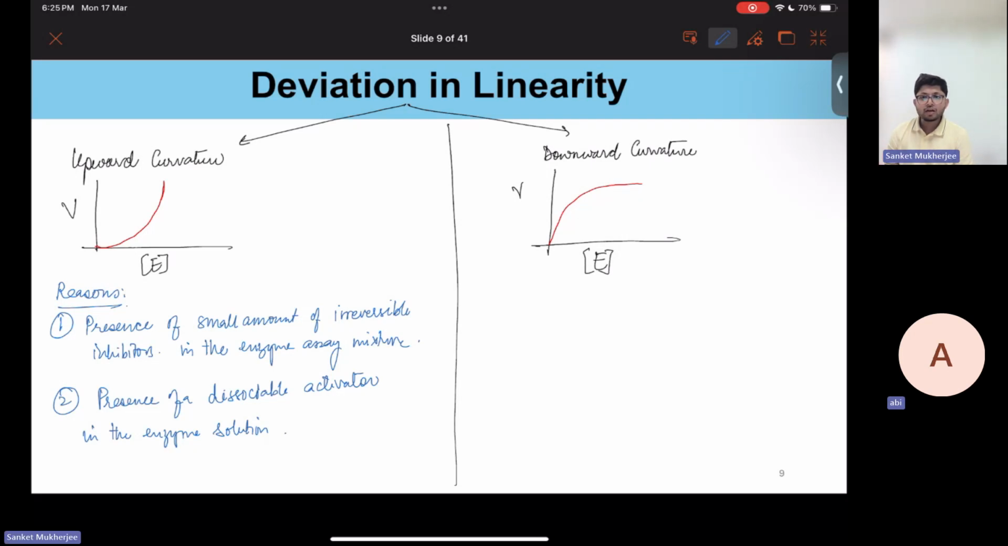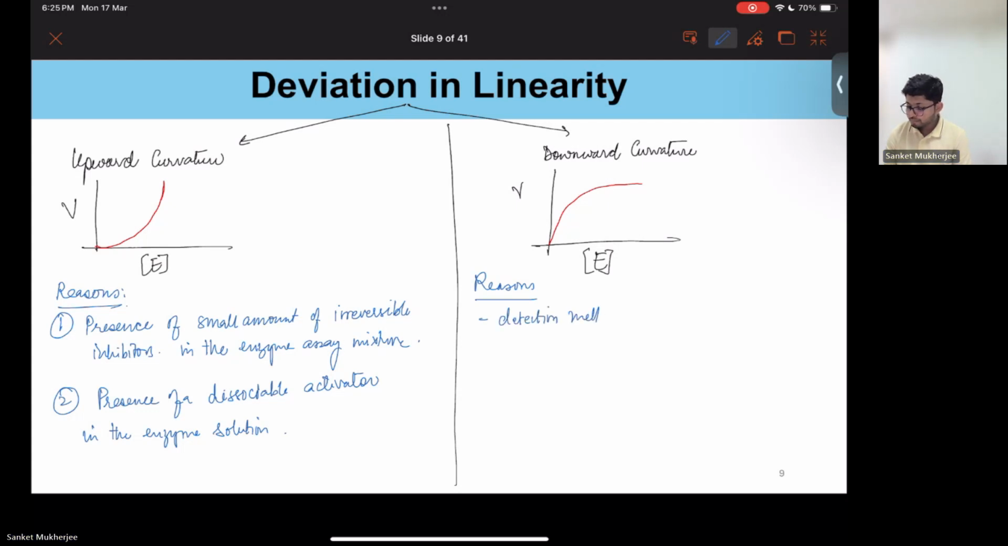Then there is downward curvature. Downward curvature, the reasons could be detection method is limiting at high enzyme concentration. So what does this mean? Let's say if you have a lot of enzyme and a lot of product is formed, the detection limit could be achieved. So that is why we get this saturation here, right? That would be one reason.